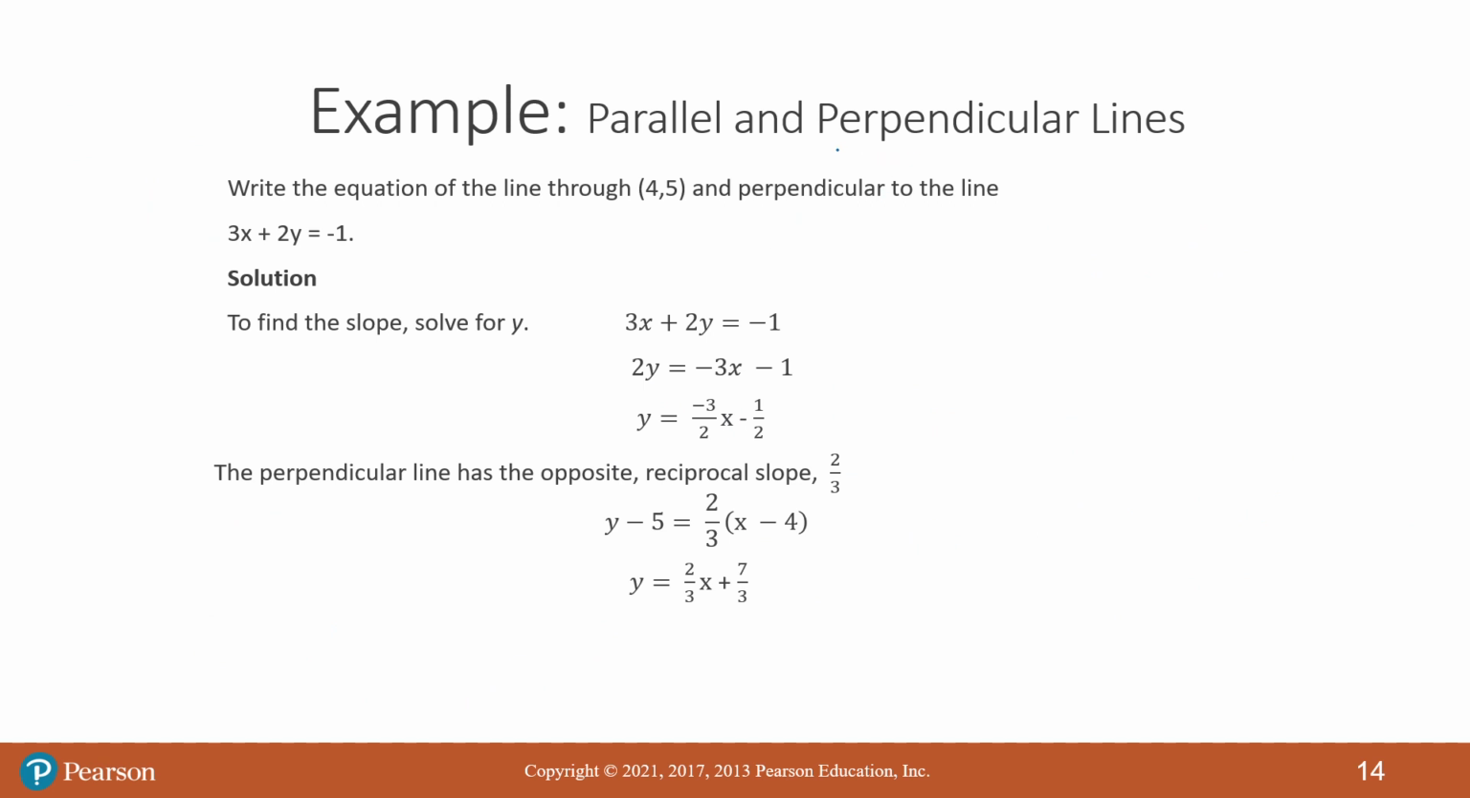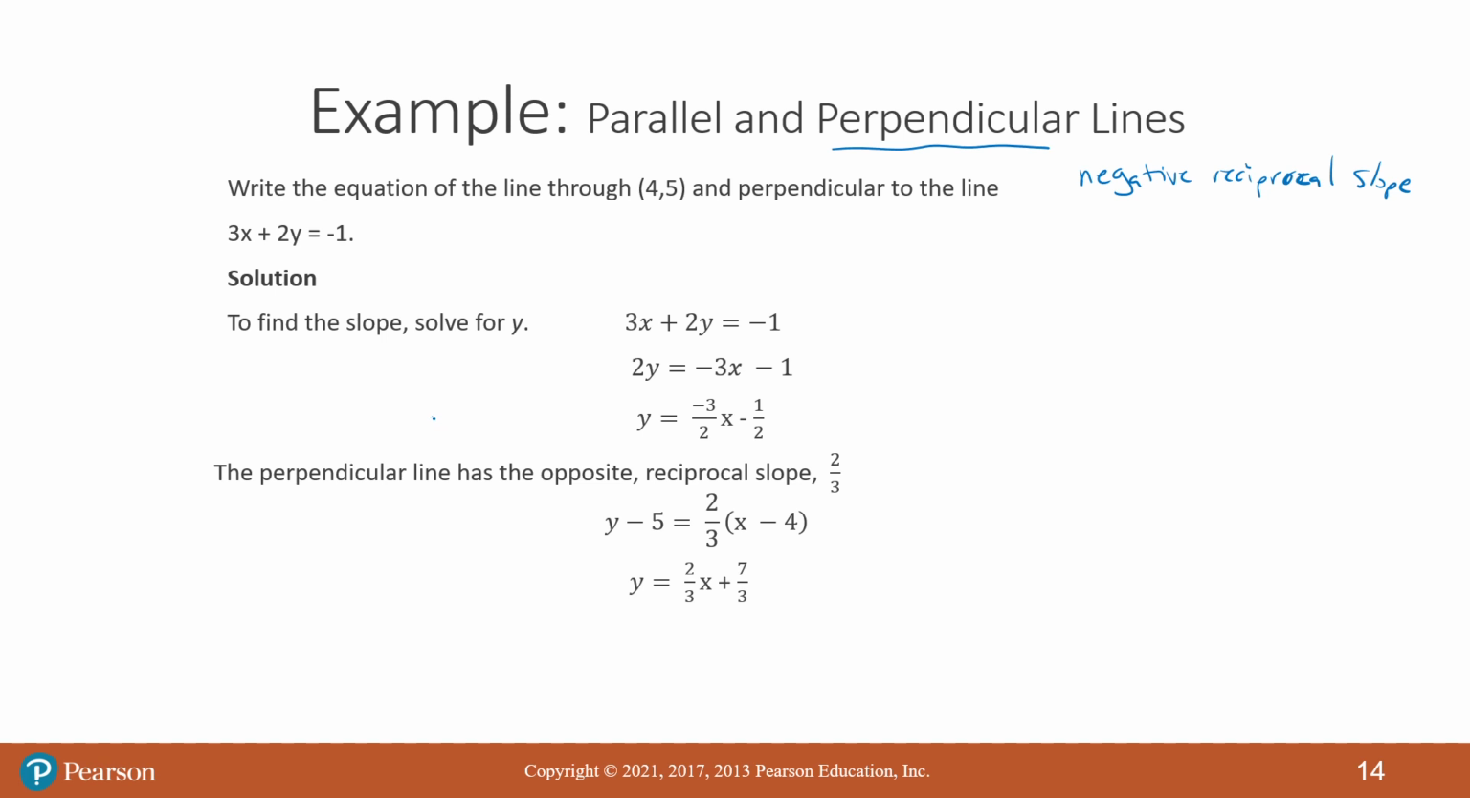Okay, now perpendicular lines have a negative reciprocal slope. Excuse my handwriting and my spelling. But they have a negative reciprocal slope. What that means is that I find the slope of the original line, I make it negative, and then I flip it. Now, it says write the equation of the line through 4, 5, and perpendicular to the line 3x plus 2y equals negative 1.